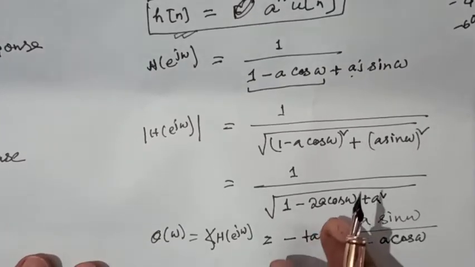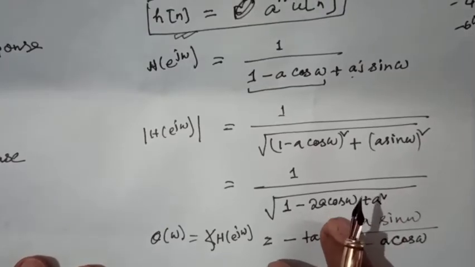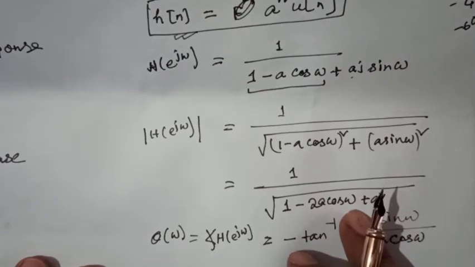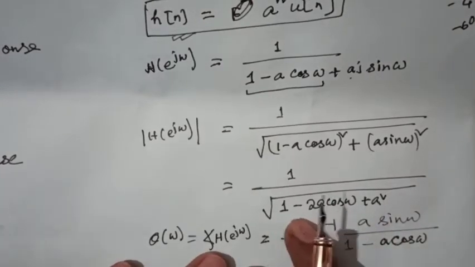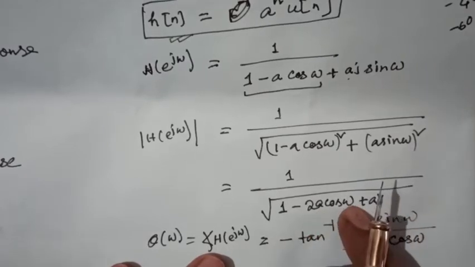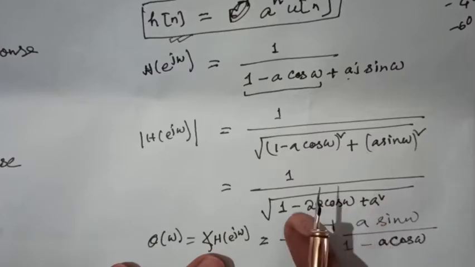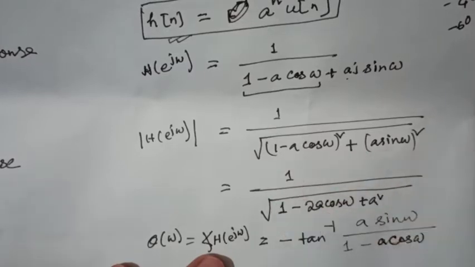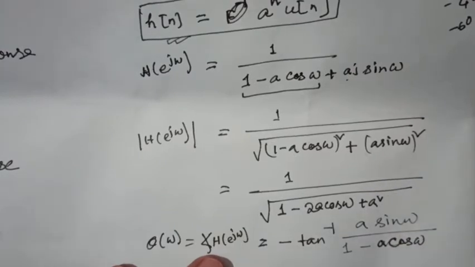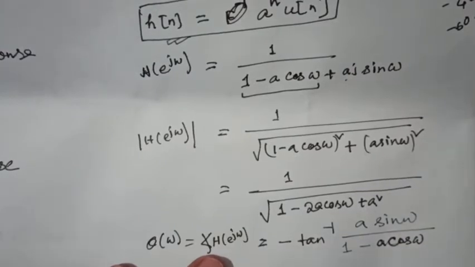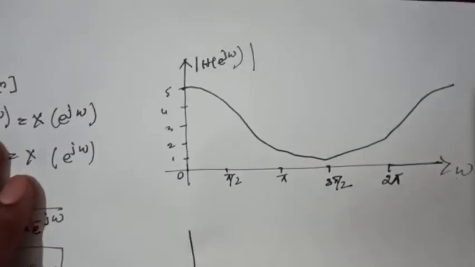Now if we evaluate for different omega starting from 0, if it is 0, then cos of 0 is 1. So it is 2 into 0.8 into 1 minus 0.8 square, like that. You evaluate for different values of omega, say 0, pi by 2, pi, and similarly theta omega also, then you'll get this type of curve.